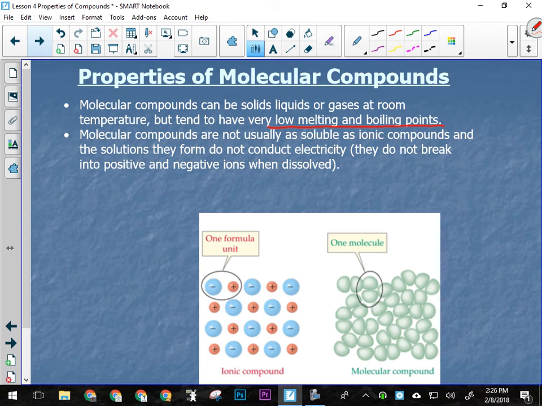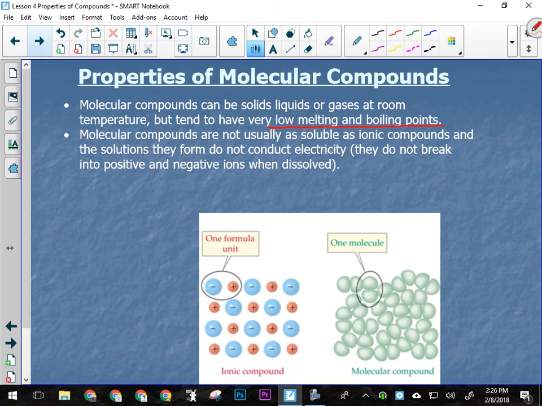Butter would be another example of a molecular compound. It's a solid at room temperature, but you only have to get it up to about 30, 32 degrees, and it starts to melt. Butter is easy to melt. It's a molecular compound with a low melting point.